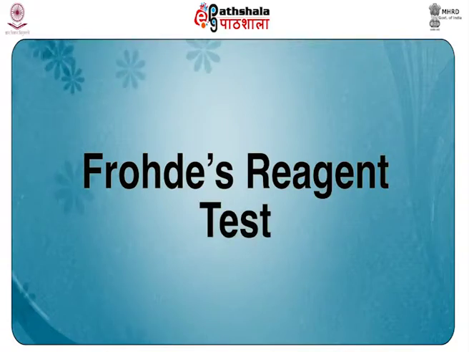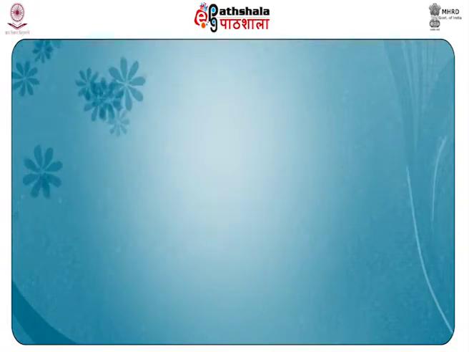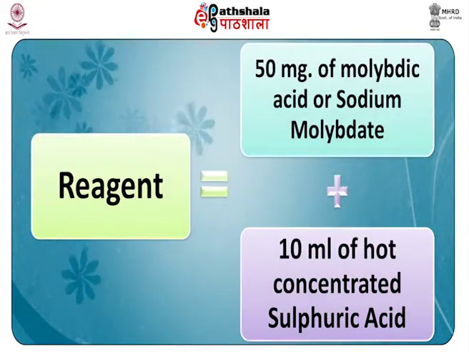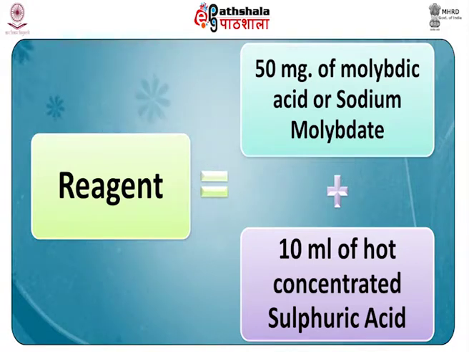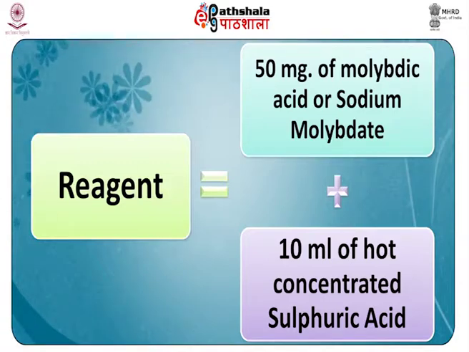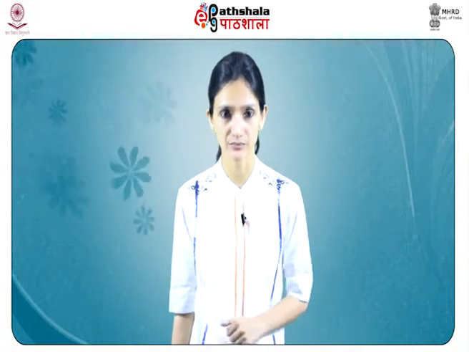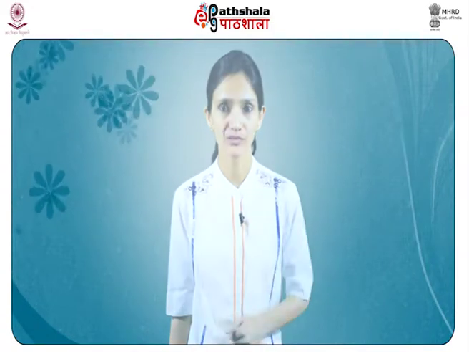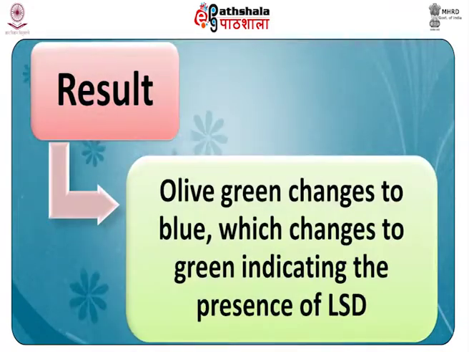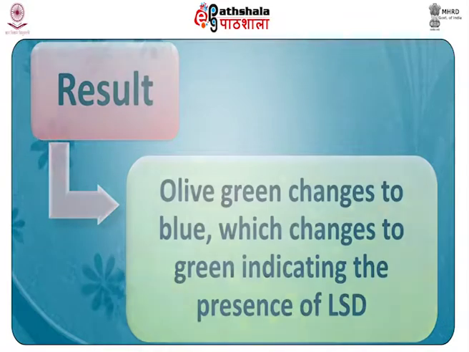Next test is Froehde's reagent test. Preparation of reagent: 50 milligrams of molybdic acid or sodium molybdate is dissolved in 10 ml of hot concentrated sulfuric acid. The resulting solution should be colorless. Procedure: take an appropriate amount of the sample or a few drops of Froehde's reagent. Olive green changes to blue, which changes to green, indicating the presence of LSD.